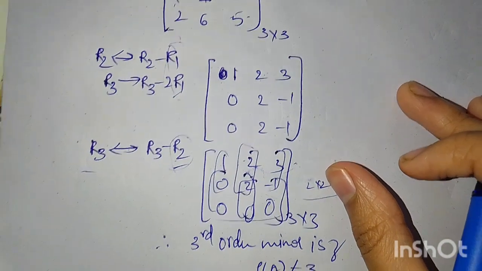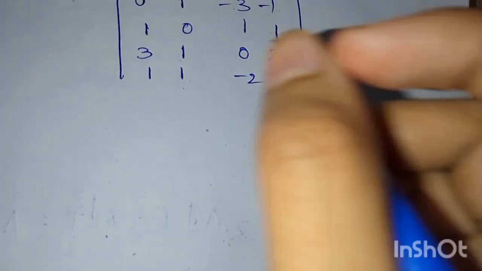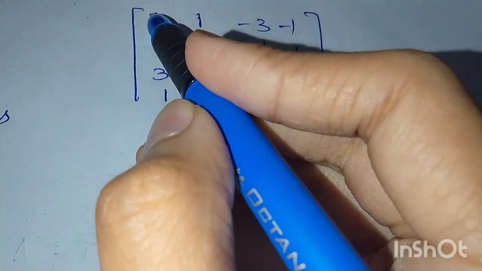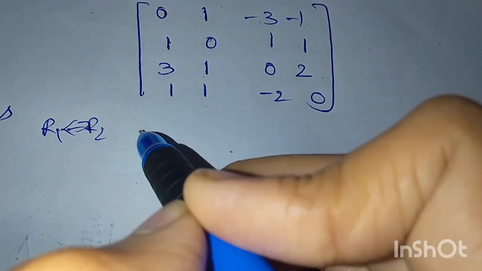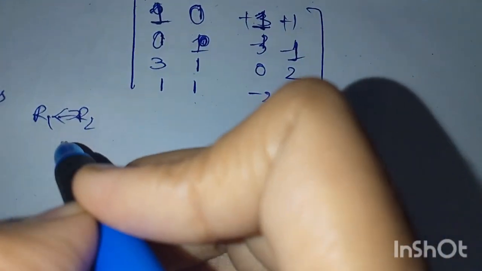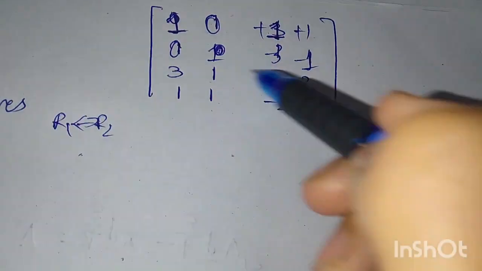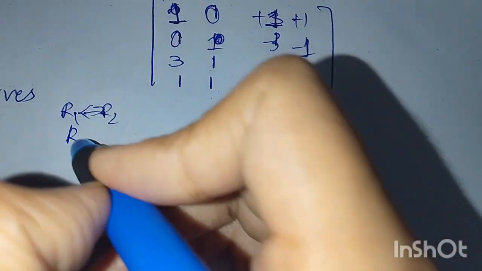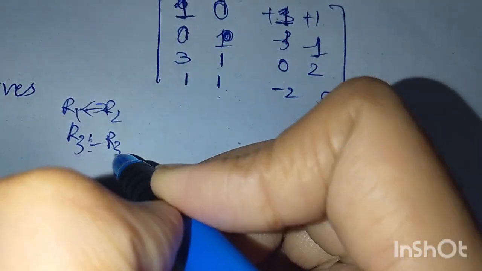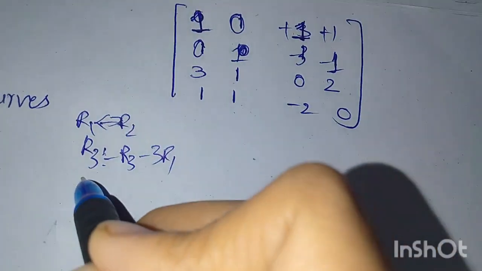So see, we have this question. First we should have 1 here every time, so I'm interchanging R1 and R2. Okay, for convenience I quickly edit like this. Next I want zeros here and here. However many are possible, I'll make. So I'll write R3 → R3 minus 3R1, R4 → R4 minus R1.